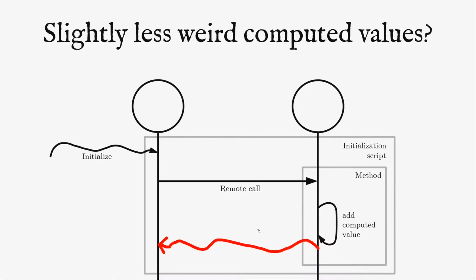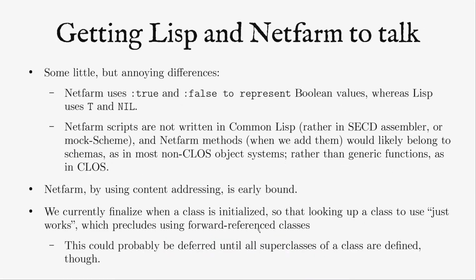Moving on, we have a few more nitpicks, and those basically deal with how we represent Netfarm stuff in Lisp and how Lisp and Netfarm talk. So, some little differences. Netfarm represents booleans as a different type using the keywords true and false, but Lisp uses two symbols that are basically picked at random, effectively. If Netfarm understood symbols, then we wouldn't really be able to distinguish between true and false and the other symbols, or any other meanings assigned to those symbols.